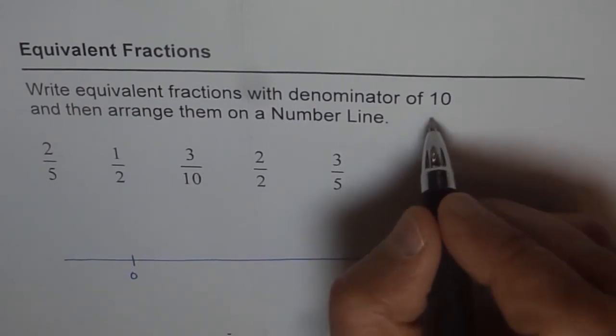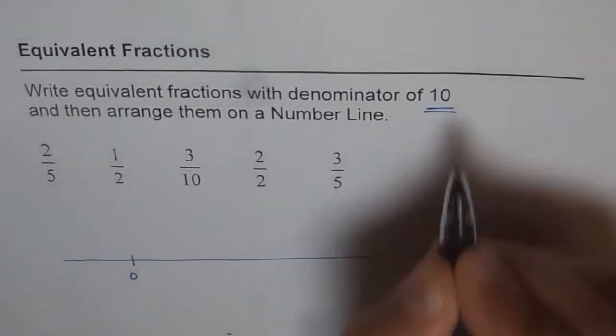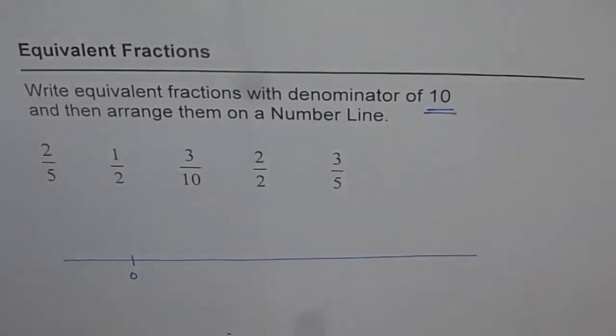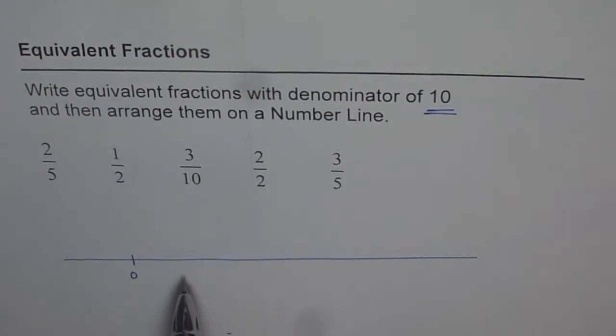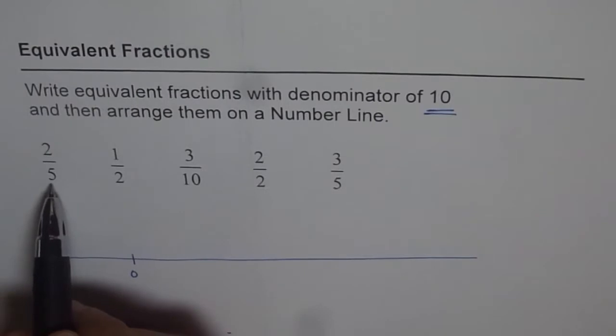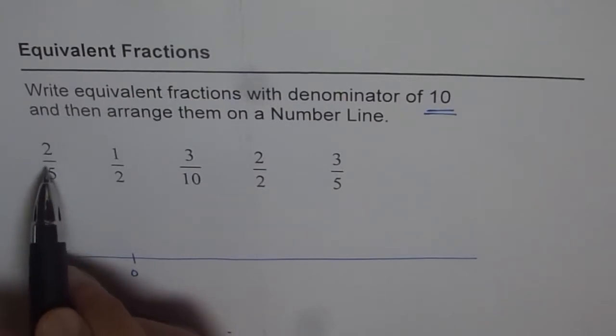Why did I ask you for common denominator of 10? Can you tell me? Well, all these numbers are factors of 10. That is why you can easily have them with common denominator of 10. Now, to get 10 out of 5, you need to multiply by 2. So you get an equivalent fraction by multiplying this by 2.